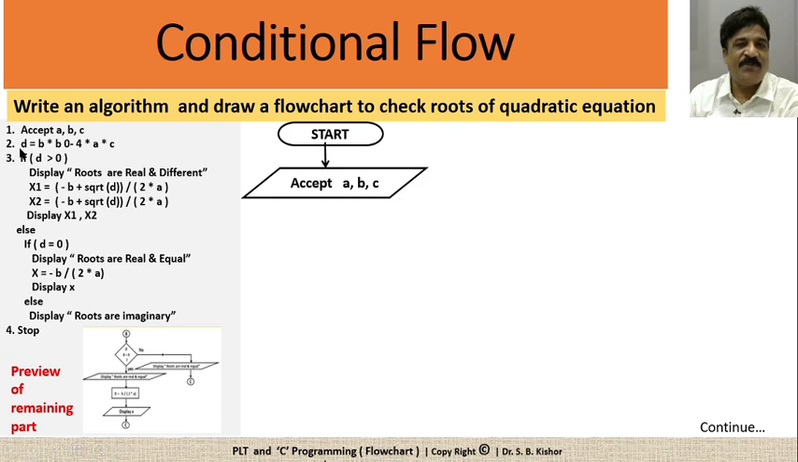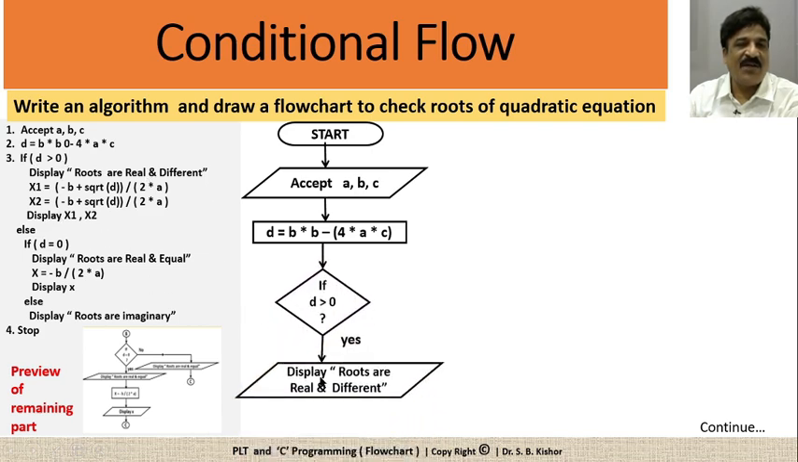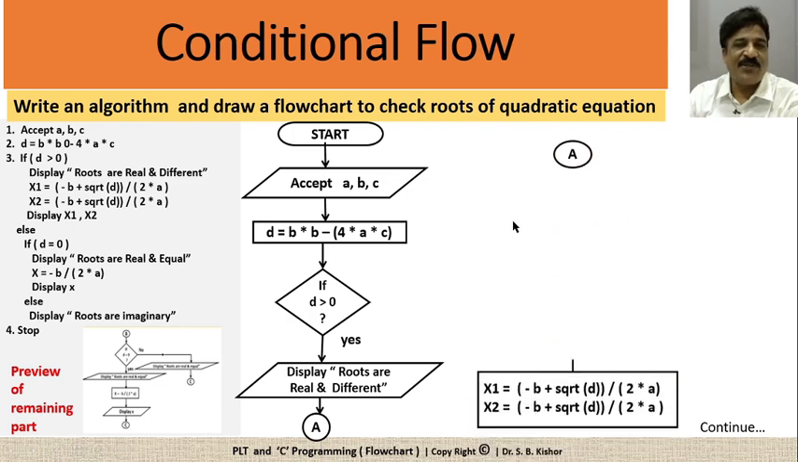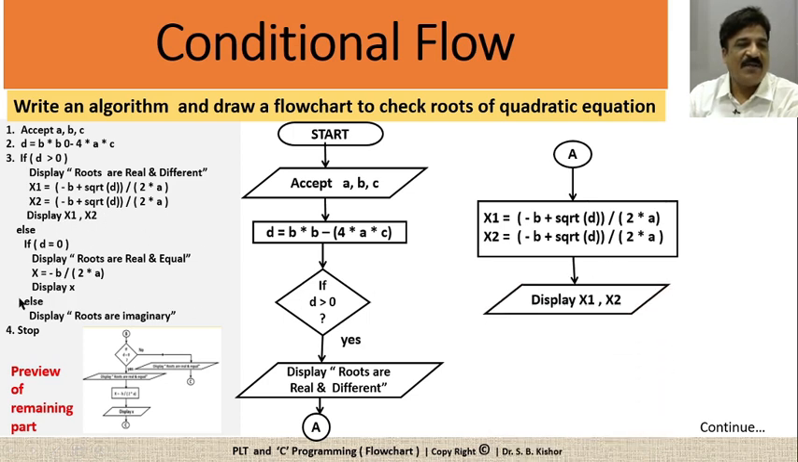Then find out the value of D. Then check whether the value of D is greater than 0. If it is so, the roots are what? Real and different. Now here we don't have enough space to draw certain symbols. So what are we going to do? We are going to use a connector, and continue with the A part. So what is left? Find the values of x1 and x2 and then display both. And then what? Stop. So this is our complete flowchart for the single branch.